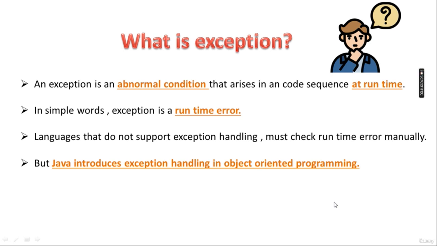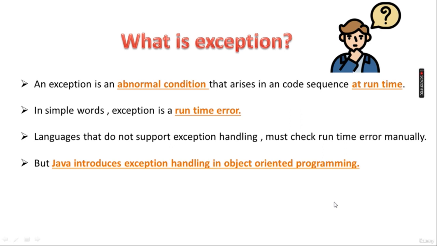Languages that do not support exception handling must check runtime errors manually. Languages like C and C++ do not support exception handling, so they must check for that error manually. So what is happening over there? In most cases, when a runtime error occurs in languages that do not support exception handling, the program crashes. So the program crashes unintentionally or accidentally, which is not allowed or expected.